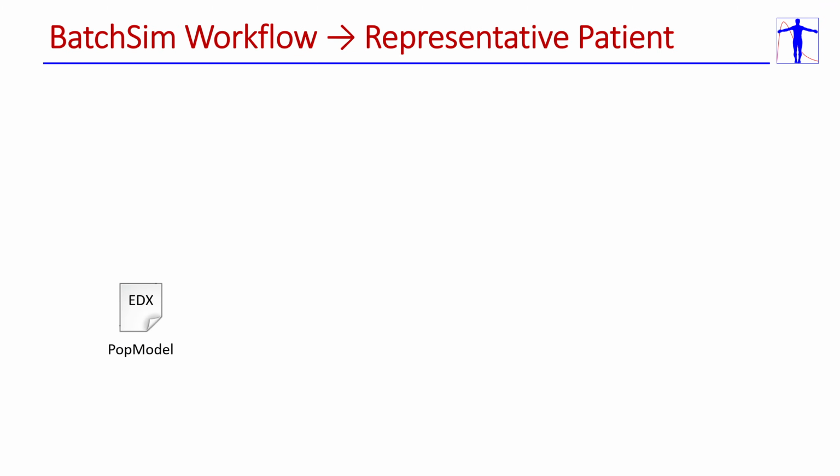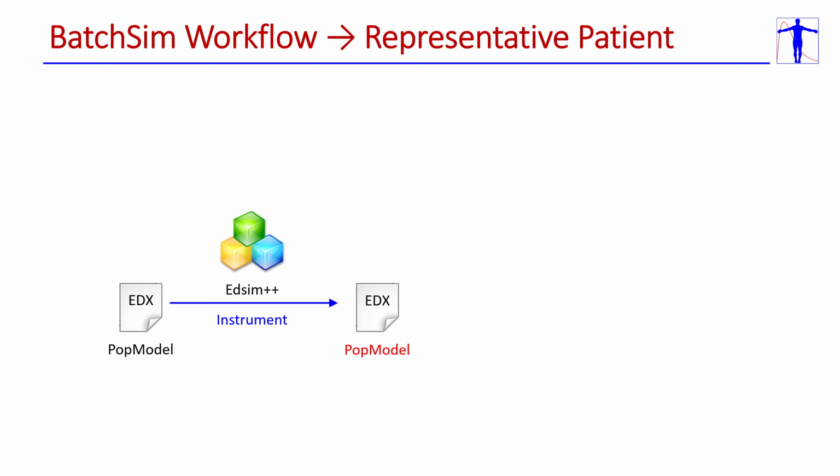The diagram below demonstrates the basic BatchSim workflow when using a single representative patient. The process starts with a BatchSim population model. We then instrument the model with instructions for report generation. The model is then ready for analysis using the BatchSim command line tool.